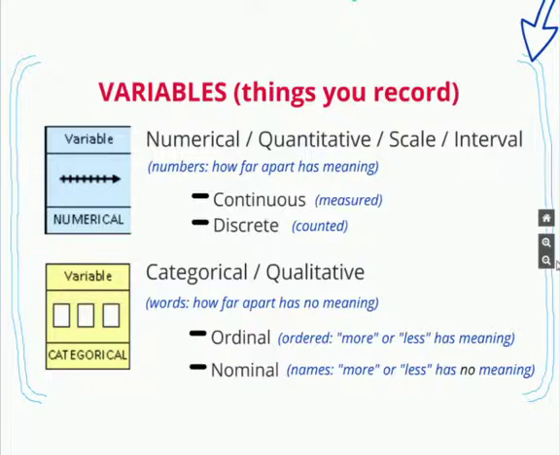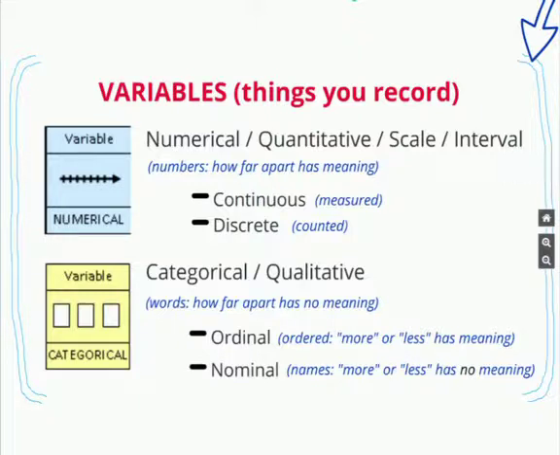Basically, they are numbers. And how far apart they are means something. You can say that somebody's temperature is 1 degree hotter than somebody else. That's what numbers are. The other main flavour of variable is your categorical variable, and some people call them qualitative variables. And they're generally words. They can be numbers, but in general, they're words because you can't calculate how far apart they are. So male and female, there's no distance between them, they're just different.